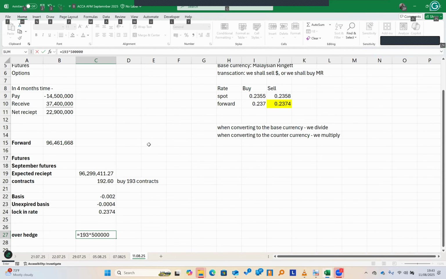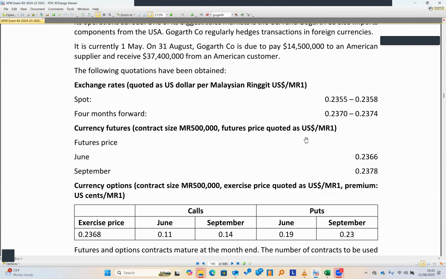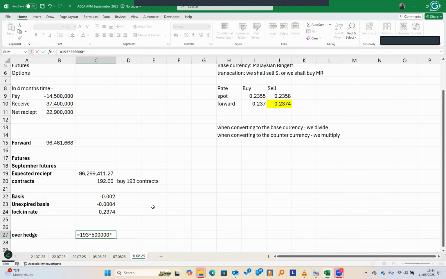So now remember this is, if you multiply that by 0.2374, which is our lock-in rate, okay?